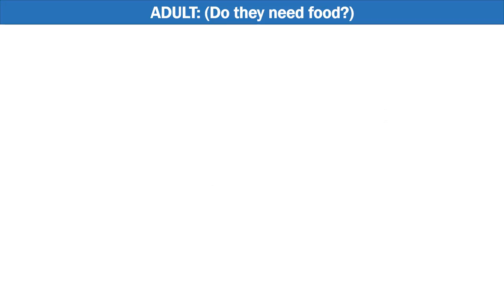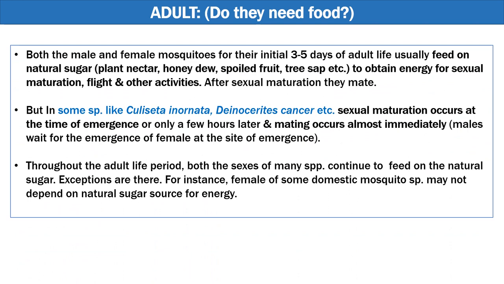Now question is, do mosquitoes need food at the adult stage? Yes, they need food. Both the male and female mosquitoes, after emergence up to 3 to 5 days of adult life, usually feed on natural sugar like plant nectar, honeydew, spoiled fruit, tree sap, etc. to obtain energy for sexual maturation, flight, and other activities.